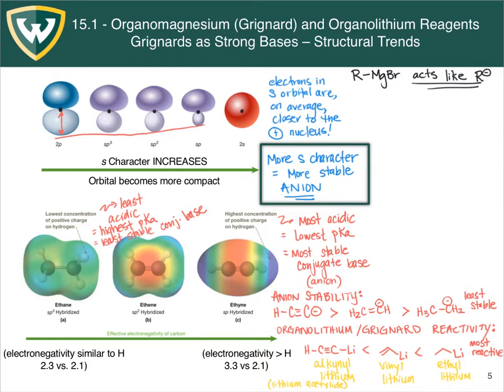Ethyne is on the extreme end of this, so the electronegativity of this carbon is 3.3, and the hydrogen again is 2.1, and so you have a significant dipole moment toward the carbon. Positive charge on the hydrogen is much larger than in either of the two prior cases.